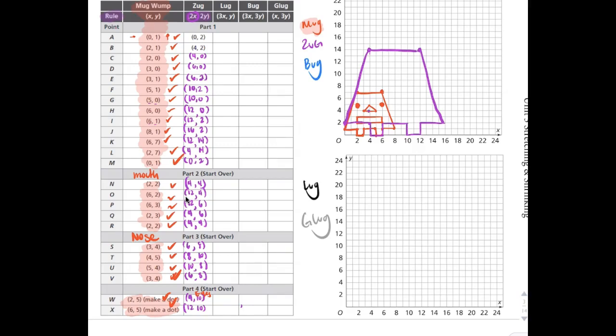They're just going to be a bit bigger. He's like double the size, literally. Double the X, double the Y. There he goes, nose. And then we should have 12, 10. There you go. Cool. There's Zug. And then you're going to go ahead and graph the rest.